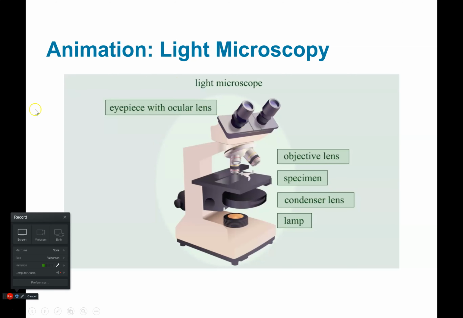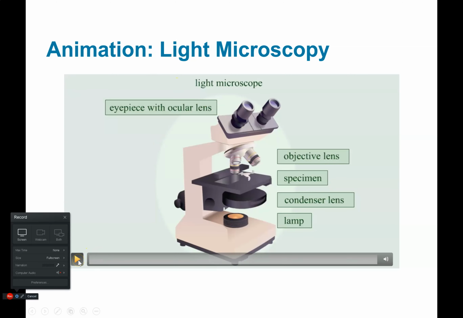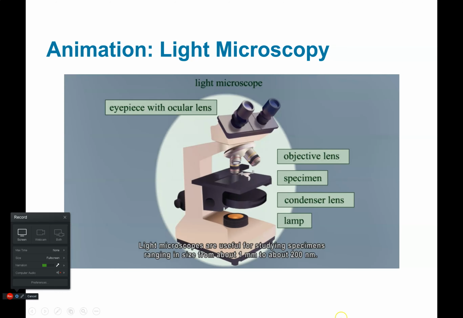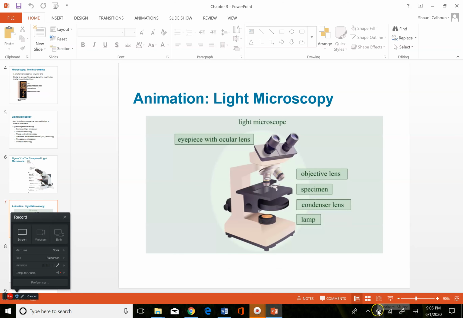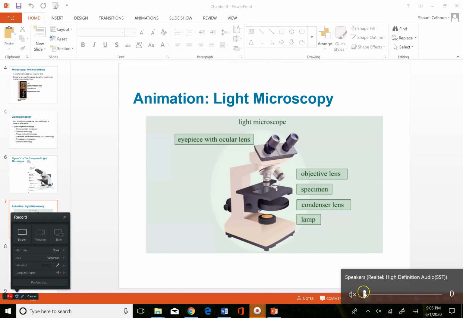So this is an animation. Let's see if it'll play. I don't know if I have my volume on. Oh, let me see real quick if I can get that. Okay, see if we can get back to full screen.